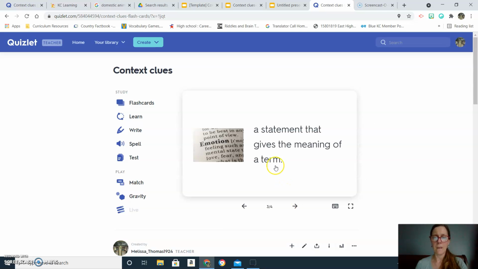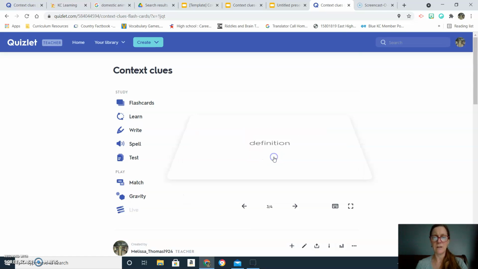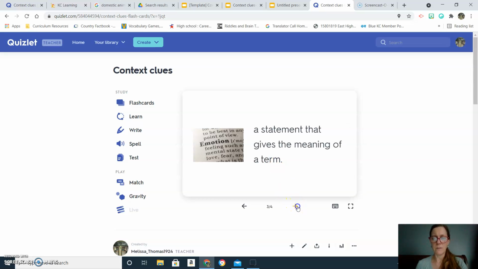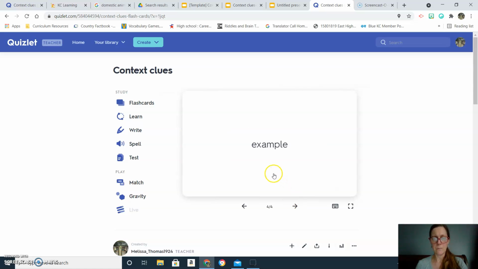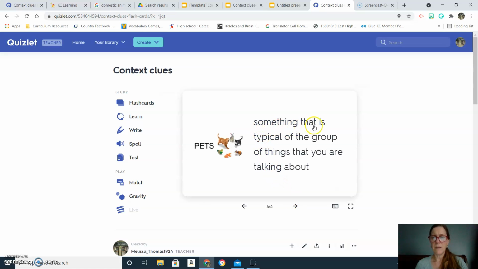Definition. A statement that gives the meaning of a term. See, that looks like a dictionary. Emotion, a feeling, a mental state. Definition. Then you go to the next one. Example. Something that is typical of the group of things that you are talking about. And then I have pets, and here are examples of pets. These are all in the group for pets.